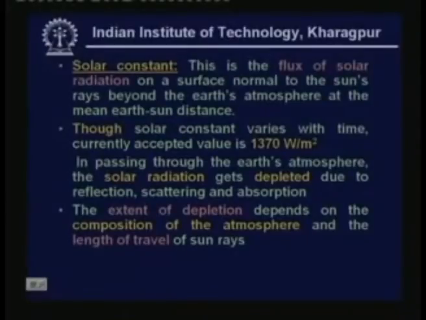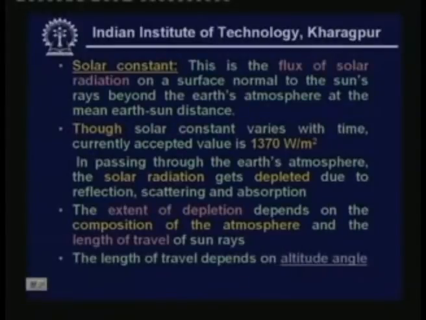Ultimately the end result is that even though the solar constant is 1370 watt per meter square beyond the Earth's atmosphere, as it arrives at the Earth, it gets depleted considerably because of the presence of the atmospheric gases, dust particles, water vapor, etc. And the extent of depletion depends on the composition of the atmosphere and the length of travel of sun's rays. And the length of travel depends on what is known as altitude angle. I will define this altitude angle a little later.